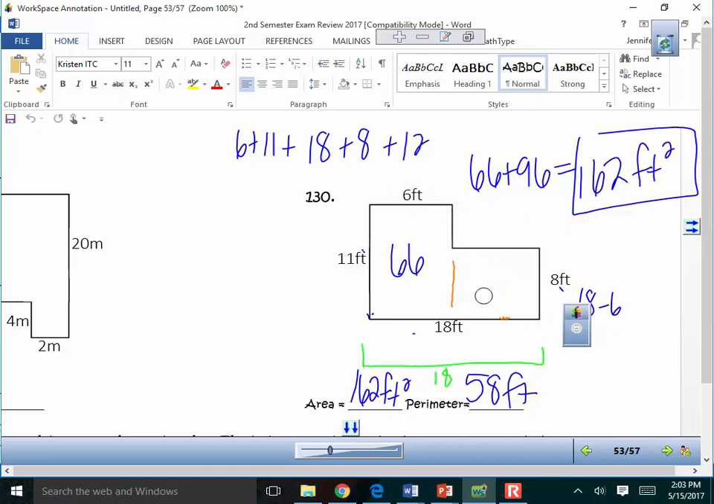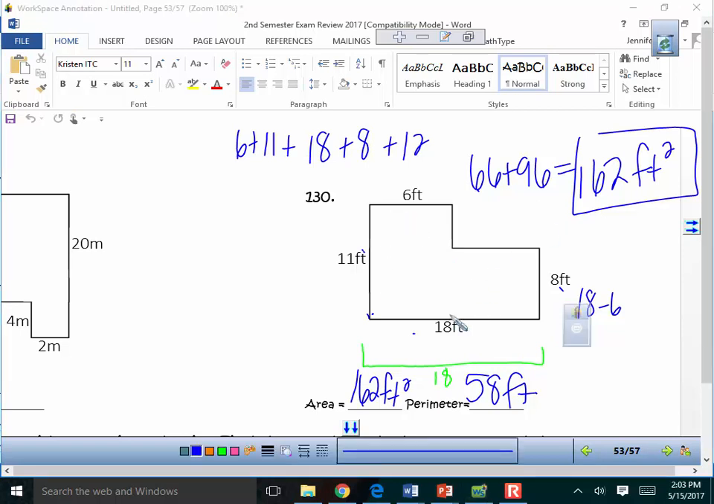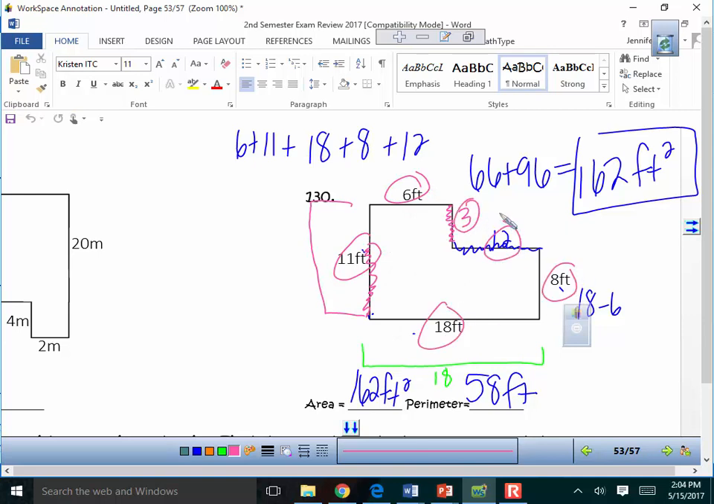We need 2 more side lengths, right? Guys, if you're struggling, please pay attention. We know that from here to here is 18, and this is 6, which leaves us 12 here. Now we need to find what this red is. From here to here is 8, and this whole thing is 11, so 11 minus 8 gives us 3. Then when we add 6 plus 11 plus 18 plus 8 plus 12 plus 3, we get 58 feet.